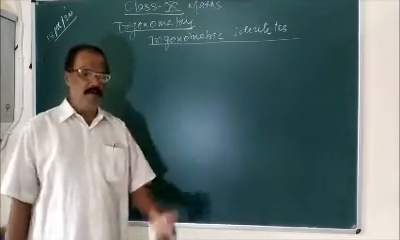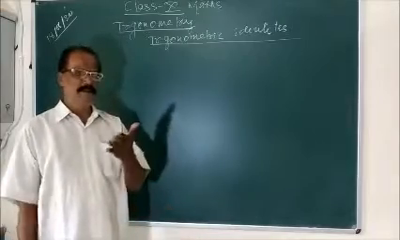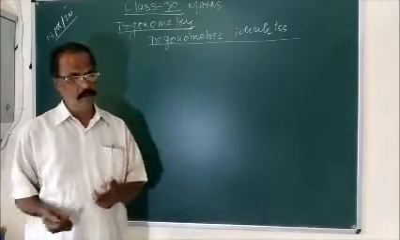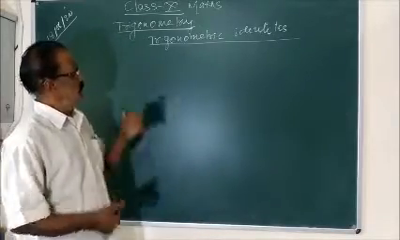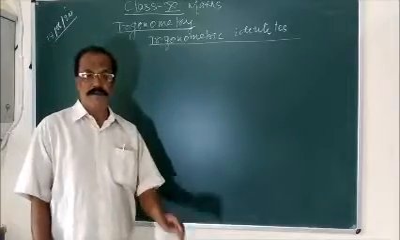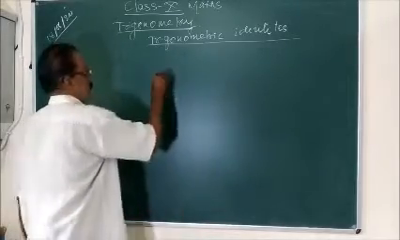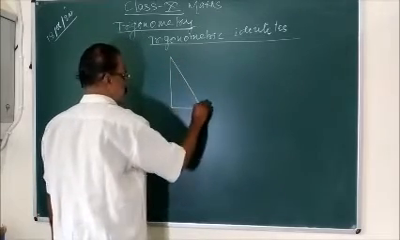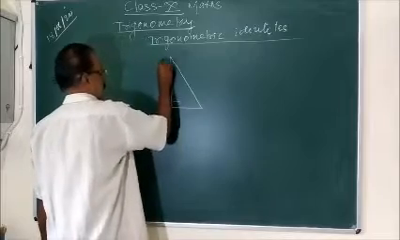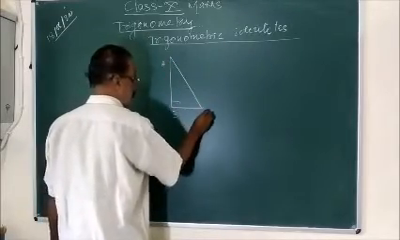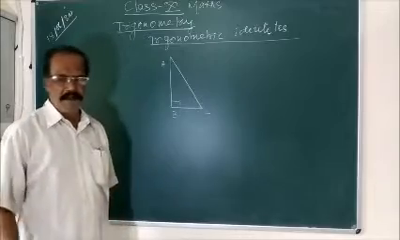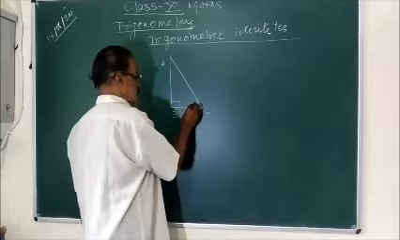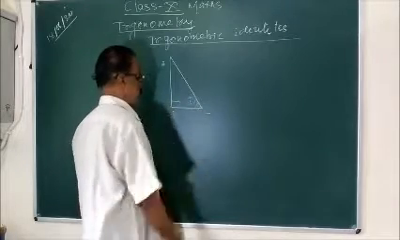Algebraic identity, you know very well: a plus b whole square, a square minus b square, a plus b whole cube, etc. But now we will concentrate on trigonometric identities. My dear students, suppose this is a right triangle, ABC right angle triangle, and angle B is 90 degrees. And for this angle C, suppose this is theta.